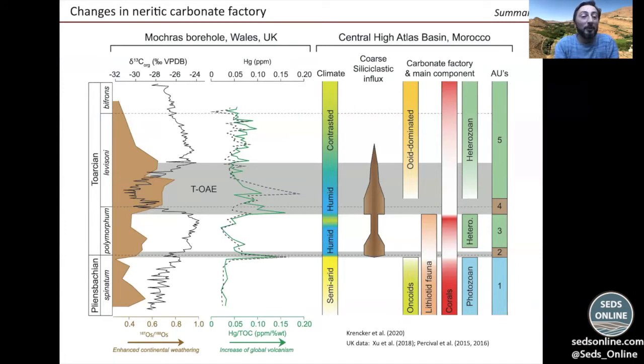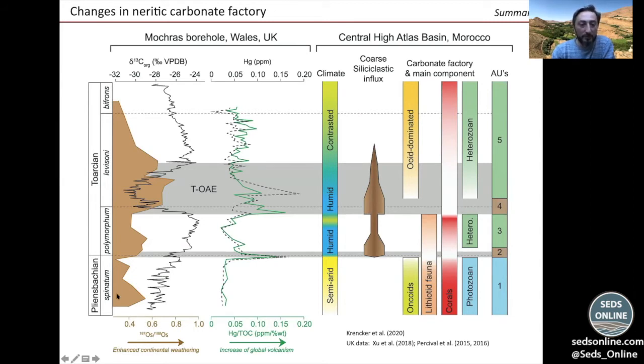Plenty of time. So if we summarize that, and I put that against what we can see here from the Mokras borehole in the UK. We see in the Mokras borehole, using mercury as a tracer, that there are two pulses of volcanic activity, coinciding with the Pliensbachian-Toarcian boundary and the onset of the TOE. And those are exactly at the same time as we're losing the carbonate factory. So clearly we can make a very strong argument about a link between this change in the carbonate factory and global environmental change, and the driver, which is the large Karoo-Ferrar volcanism.